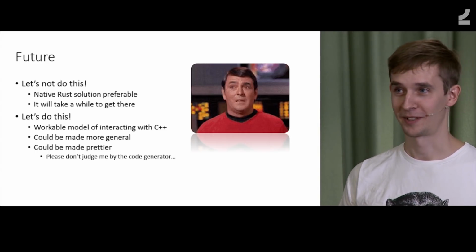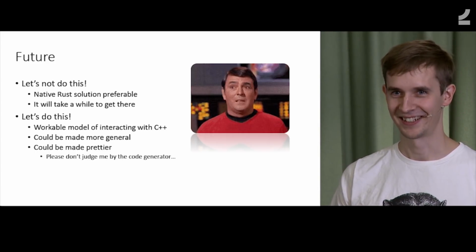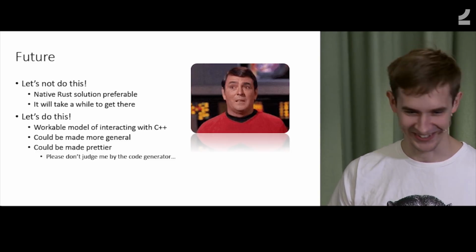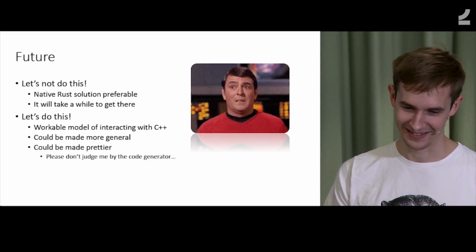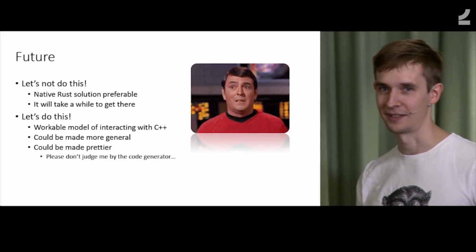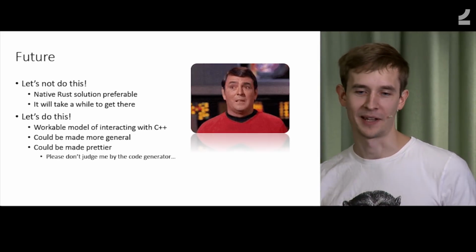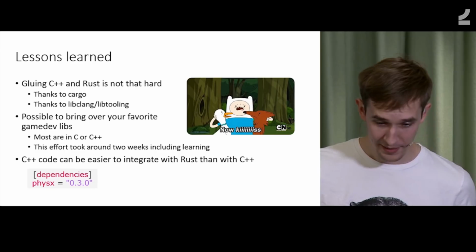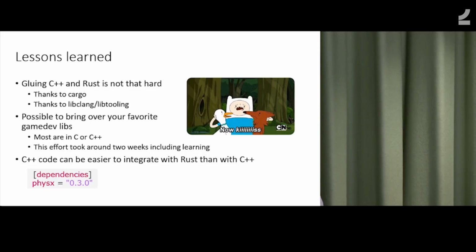And please don't judge me by the code generator. I was learning clang and things as I was going. It is a bit messy and can definitely be improved. Maybe some stuff can be merged or collaborate with bindgen, for example. We've learned a lot of stuff in the process of doing that.